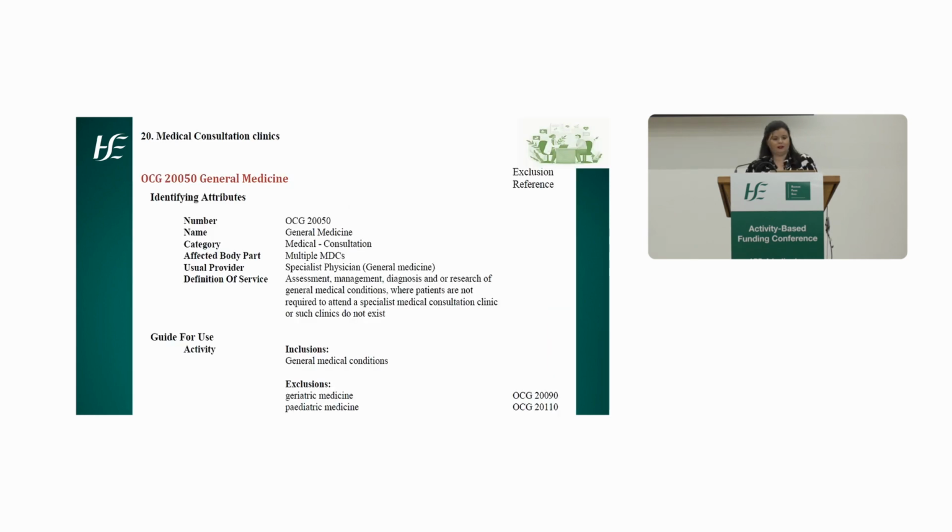This is just a medical consultation one. This is general medicine, so it's 20,050. Usual provider is a specialist physician. And again, it's for general medical conditions, but it has the exclusions of if it's geriatric medicine or pediatric medicine, you go to these other OCGs to capture that information. So each one of the 146 OCGs has these definitions of service.